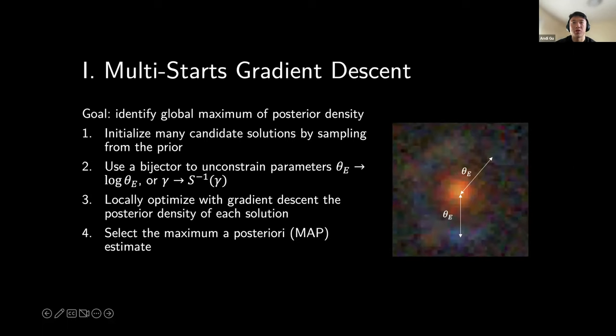So what we do is we use bijectors that map parameters into an unconstrained space and then optimize in that unconstrained space. So for the Einstein radius, what that means is we just take the log of the Einstein radius and optimize over that, and that can be unconstrained. The next thing that we do is we localize each individual candidate solution using gradient descent with respect to the posterior density. We'll typically use Adam with an annealed learning rate, which is a pretty typical setup for non-convex optimization problems. And then finally, after a number of iterations, we'll stop and select the best performing solution and use this as the maximum a posteriori estimate.